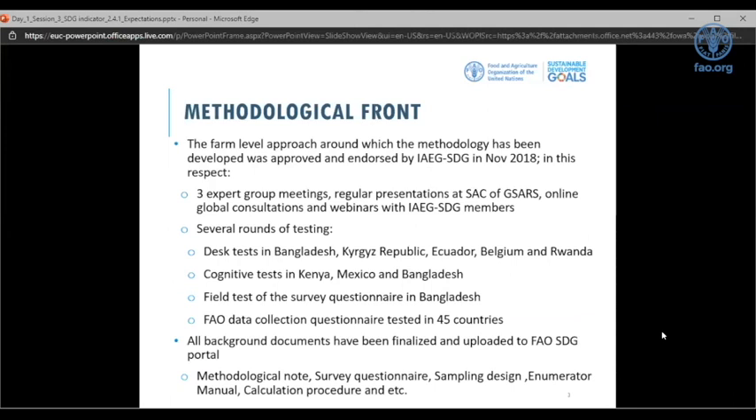All the background documents that I just spoke about, the enumerator manual, the sampling guidance, the data entry manual, the data analysis guidelines, etc., have been finalized and uploaded to the FAO SDG 2.4.1 portal, specifically at the SDG 2.4.1 webpage.